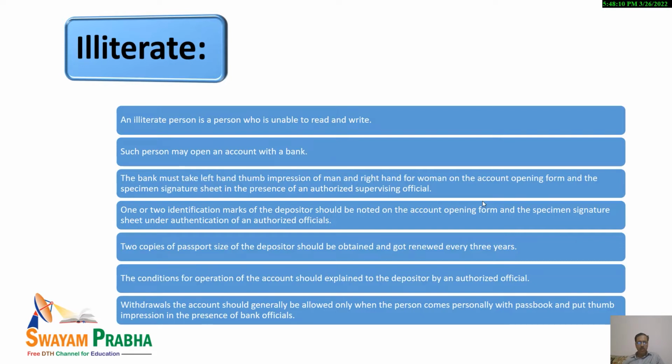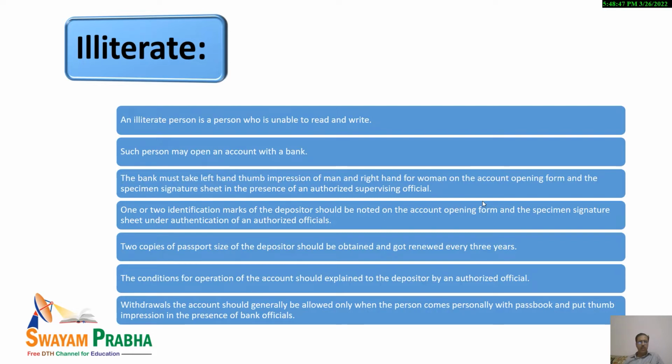Generally, it should be renewed after 3 years, and conditions for the operation of the account should be explained to illiterate men by the authorized official in simple language. At least they should be told how to operate the bank account. It should be clear. And in order to withdraw money from the bank, such an illiterate person should come to the bank personally with the passbook that has been issued by the bank, and they should put a thumb impression in the presence of the bank officials.